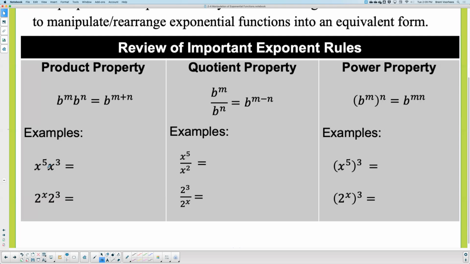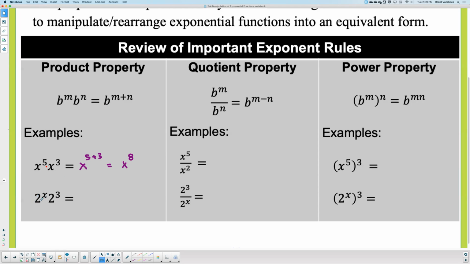If you had x to the 5th times x to the 3rd, how could we rewrite that? Well, think about this being x times x times x times x times x times x times x times x. How many x's did I just say there? I think it was 8. We took, it's the same base, you can combine them together. And so it's 5 plus 3. Now, what is 5 plus 3? You just told me. 8. That would be x to the 8th. And that's the product property.